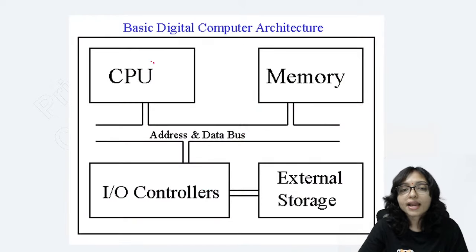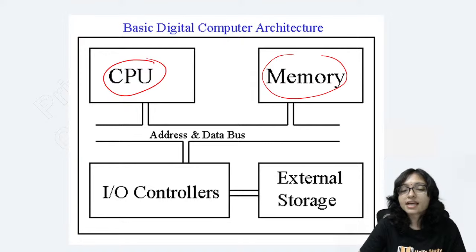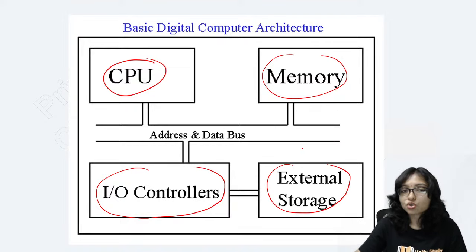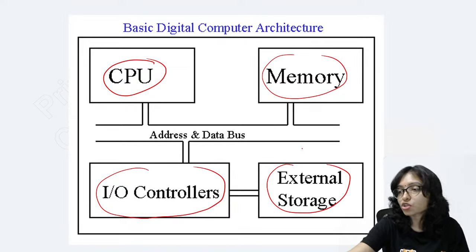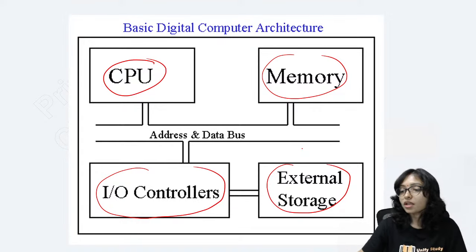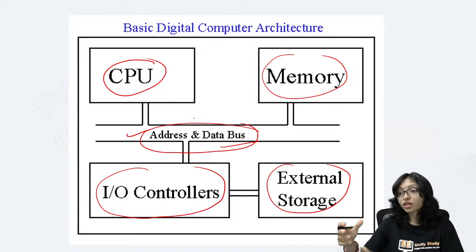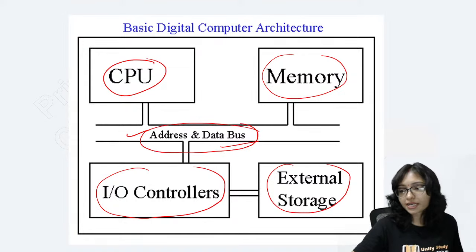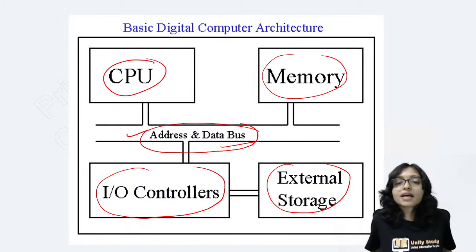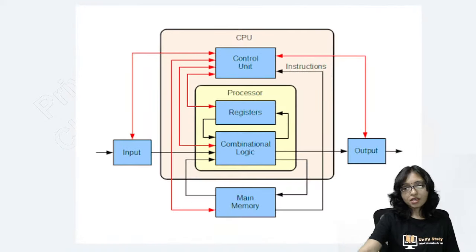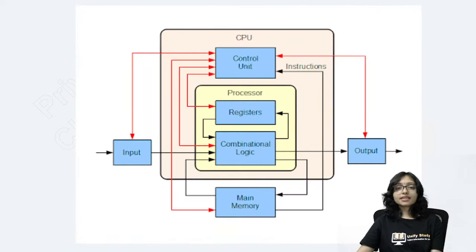Now here is my CPU and memory. These are the main devices, the IO controls, input output controls, and the external storage. There will be external storage also. Now here are the address bus and data bus. What is the work of the address bus and the data bus? The address bus is sending the addresses and the data bus is sending the data.